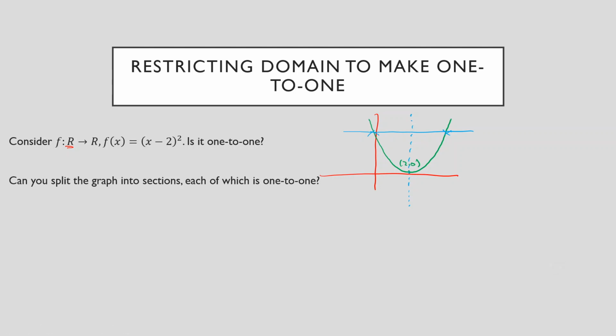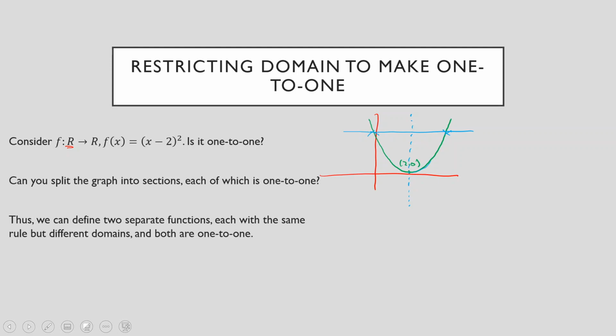We'll get this right-hand piece, which you would have seen in the previous video. You also get this piece on the left. Each of those pieces would pass the horizontal line test, so we can split this graph into 2 parts. Now, how would you write this out? Well, you would just have to write out 2 separate functions.